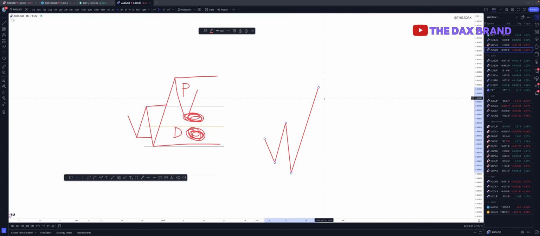Then a break of structure. So you have this and you have this break of structure. That means you will expect this low to be protected, right?